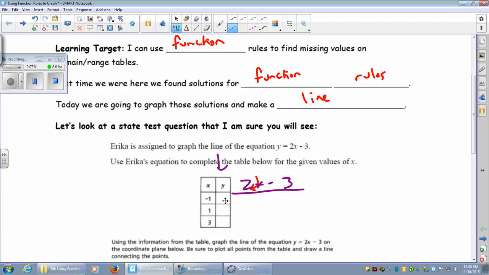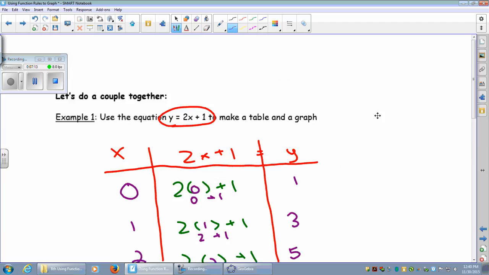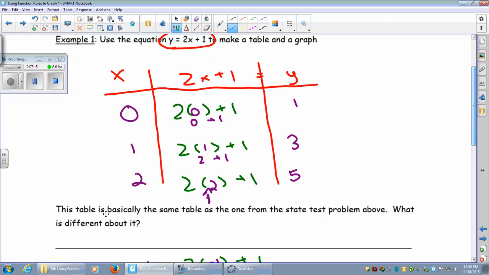The only difference is that theirs, they actually give you the x values to use. Like they give you -1, 1, and 3. So if you were to go off on the side of your paper and make this table, you'd have to use these x values. All right? So they just didn't have the work column. So it has the work column.